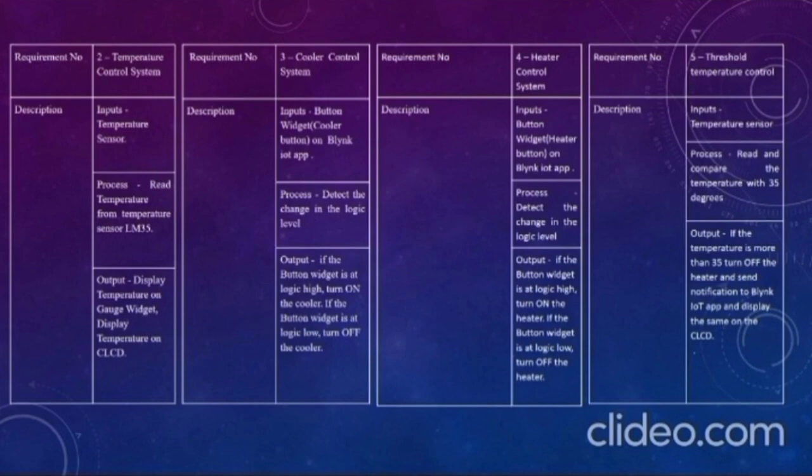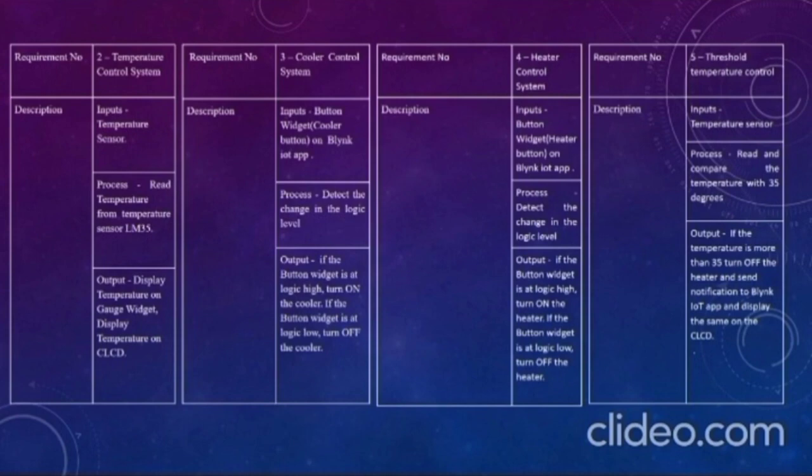Fifth one is threshold temperature control. The temperature sensor acts as an input. It reads and compares the temperature with 35 degrees. If the temperature is more than 35, turn off the heater, send a notification to the Blynk IoT app, and display the same on the LCD.